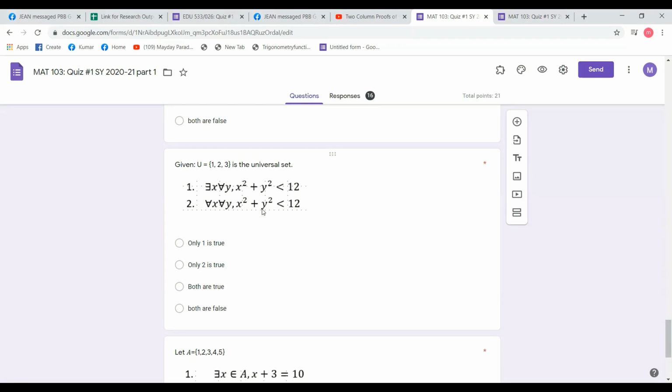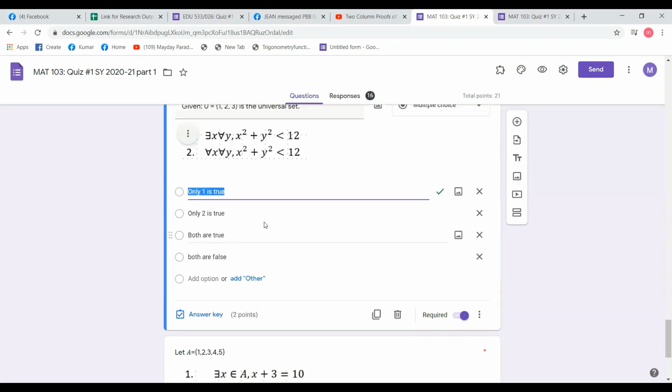Okay. Let us say if x is equal to 3, so 3 squared, that is 9. 9 plus 2 squared is 4, so 9 plus 4 is 13. Is 13 less than 12? So it's a false statement. So since there is at least one that is false, therefore number 2 is false. So therefore the only statement that is true here is only 1.